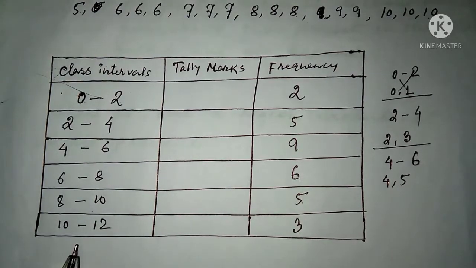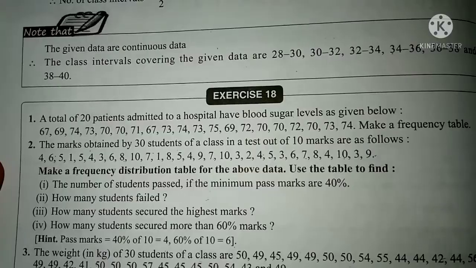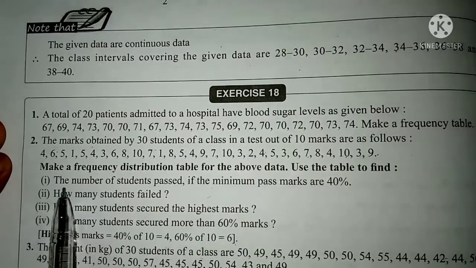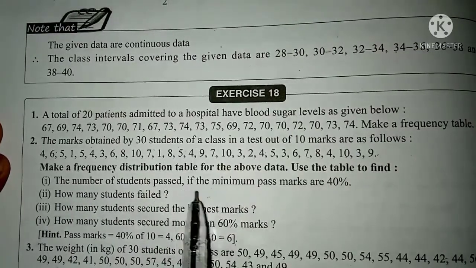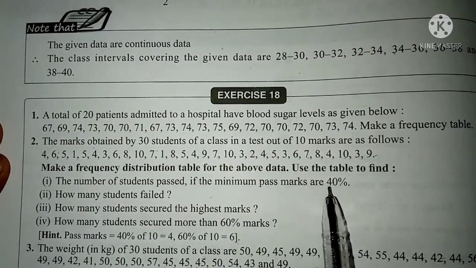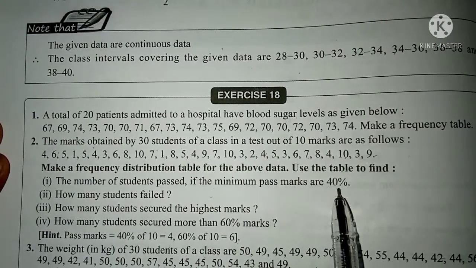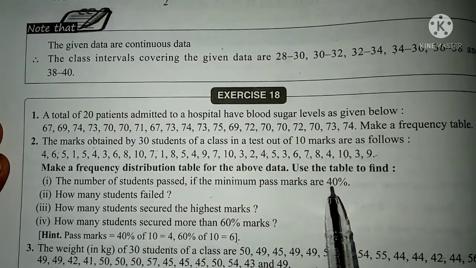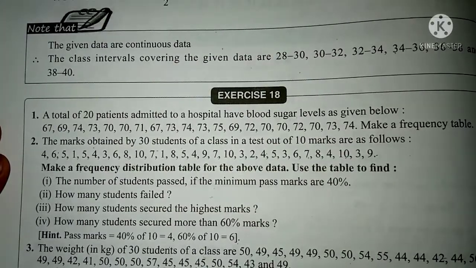So few questions are given here. Now see how to solve these also. So the first question is the number of students passed if the minimum pass marks are 40%. Now if the minimum pass mark is 40%, then we need to find out what number of students have passed the examination.